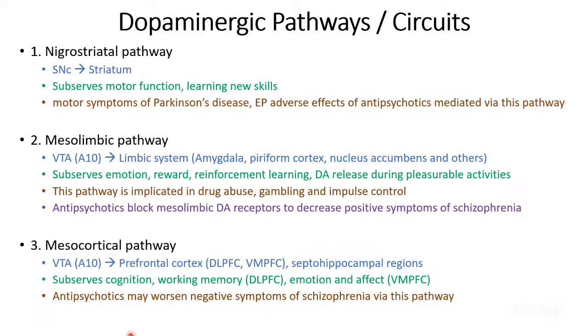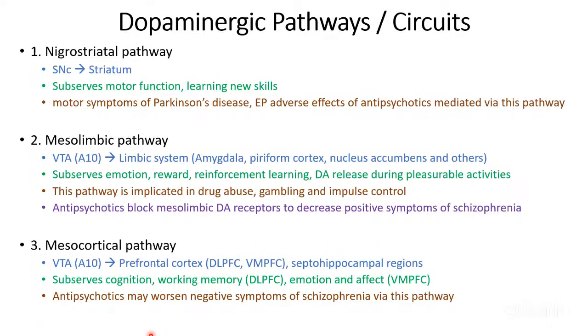And it is implicated in drug abuse, gambling, and impulse control. This mesolimbic pathway, and these antipsychotics block the mesolimbic pathway to decrease the positive symptoms of schizophrenia. So this antipsychotic effect is also mediated through the mesolimbic pathway.